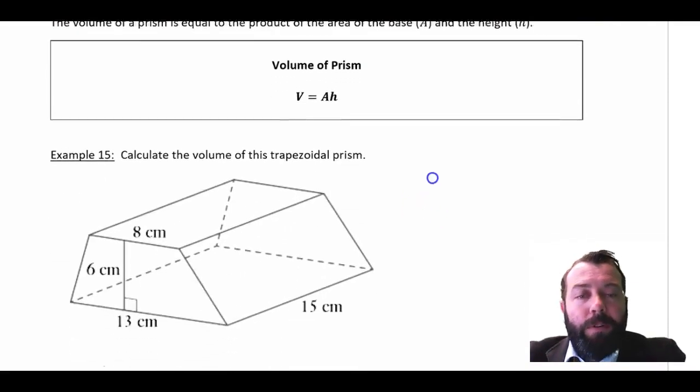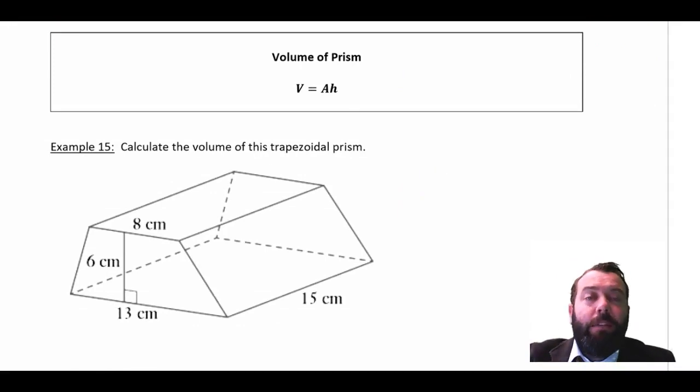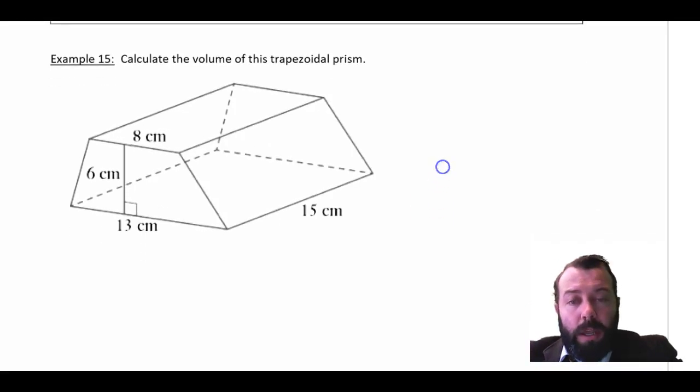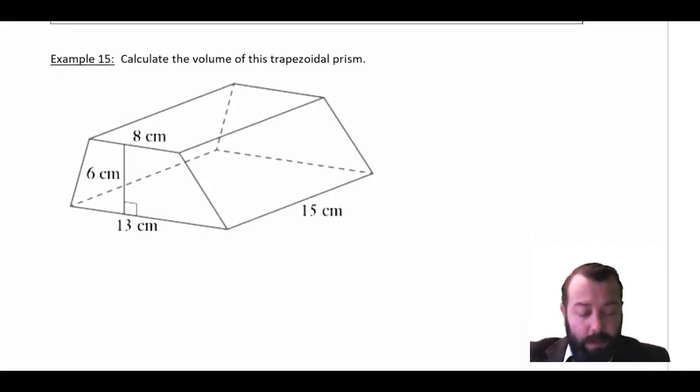Now we're going to move on to our prism. The volume of a prism is equal to the area times the height. So here we have a trapezoidal prism. You can see that there is a trapezium here and a trapezium here, and that sort of hidden back surface, and they're the same. They're joined together by flat surfaces.